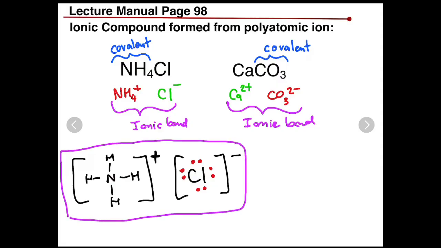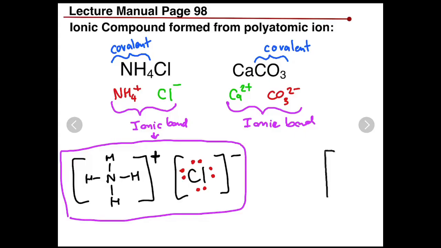Okay, so this is the true structure of ammonium chloride, which is indicated by the ionic bond, right? Positive and negative charges come together. They are attracted to each other by the electrostatic force, right? The opposite charge force. So now what about calcium carbonate? You are going to do the same thing for calcium carbonate.